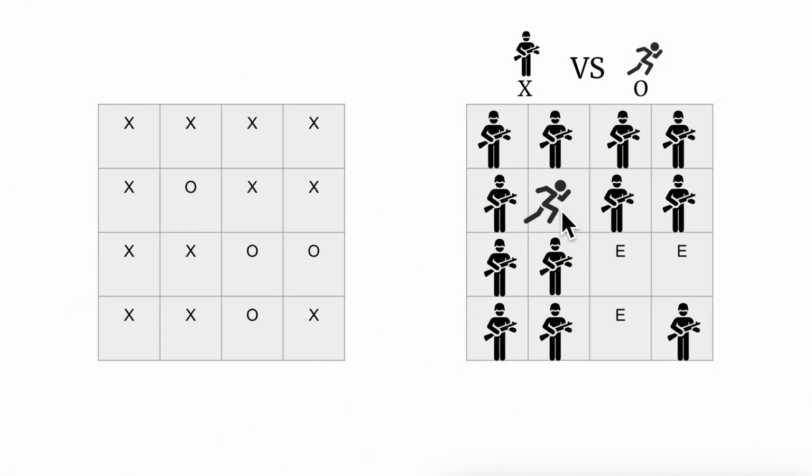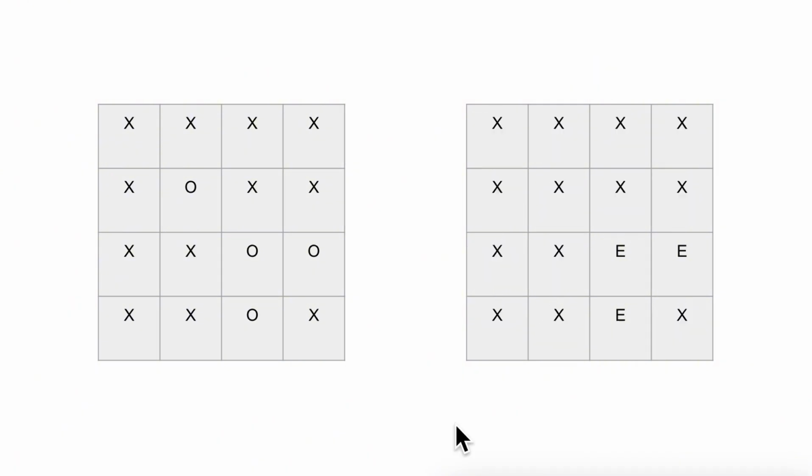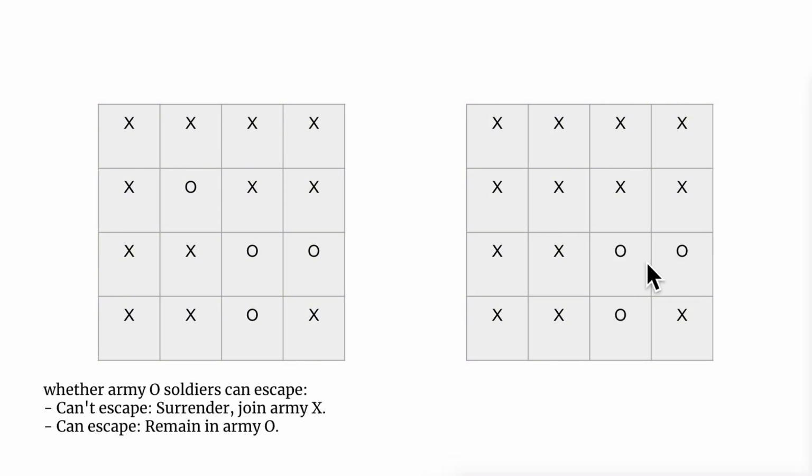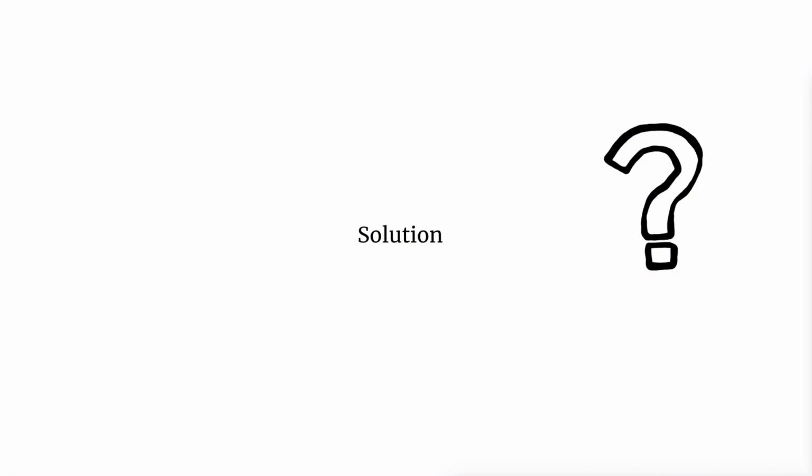Those Army O soldiers surrounded on all sides by Army X soldiers have no choice but to surrender. He must change his identity to become soldier of Army X. Like I said, this question is kind of asking whether the soldier of Army O on board can escape or not. If he cannot escape, he must surrender and become Army X soldier. If they can escape, they maintain their identity as Army O soldiers. Let's summarize the solution.